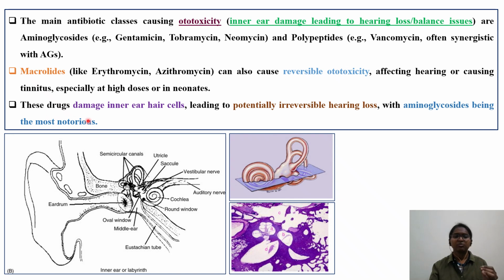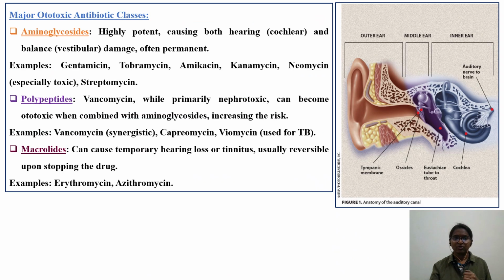These drugs damage the inner ear cells, leading to potentially irreversible hearing loss, and aminoglycosides are the most notorious. The toxicity that aminoglycoside antibiotics cause is an irreversible type of ear loss because they damage the inner ear cells. As a result, it is irreversible hearing loss. Okay, let's see what else we can see.